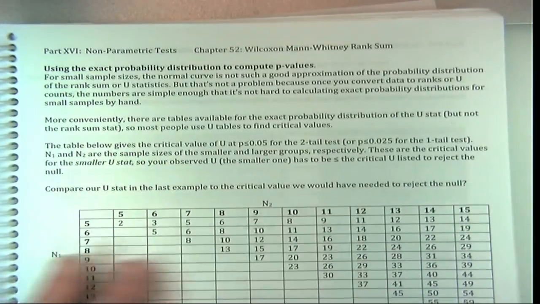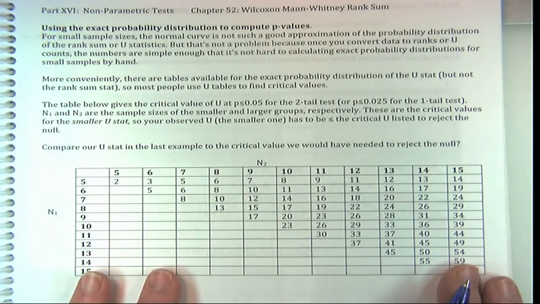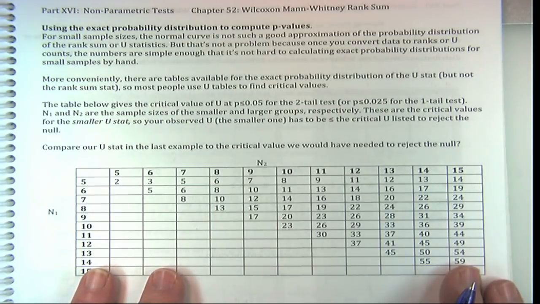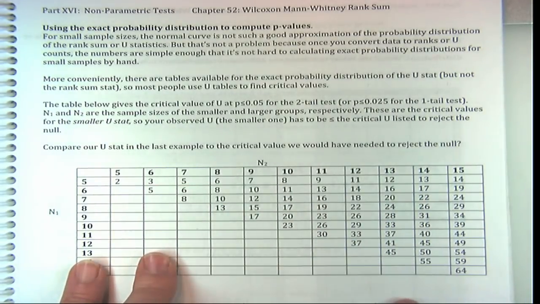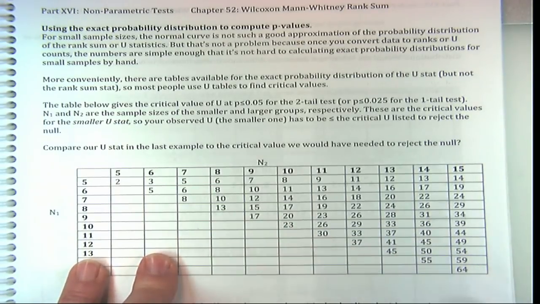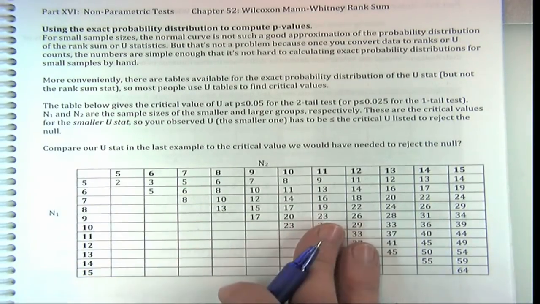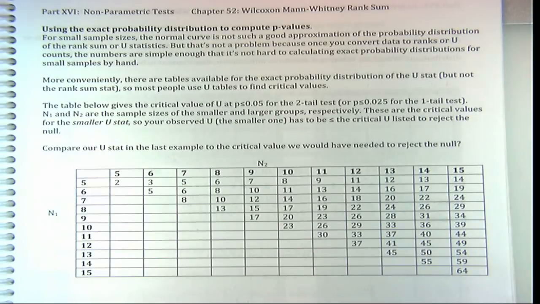We can use the exact probability distributions. These are small enough sample sizes that you can calculate, and they have tables for the exact probability, for the critical values here, the cutoff values at 5%. So that's what this is. So this right here is, what is this?